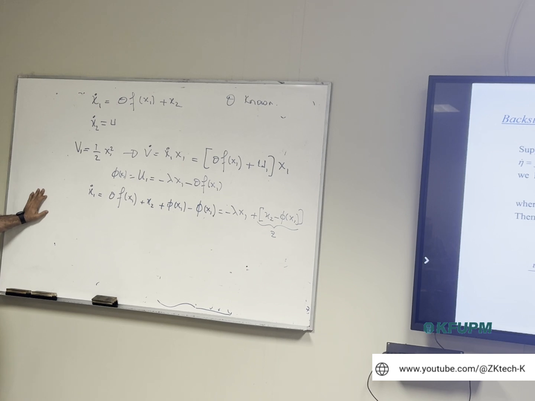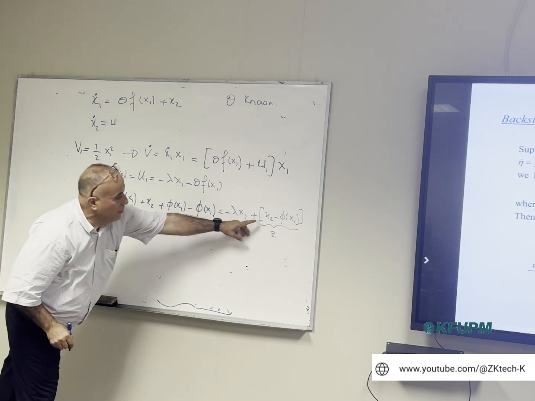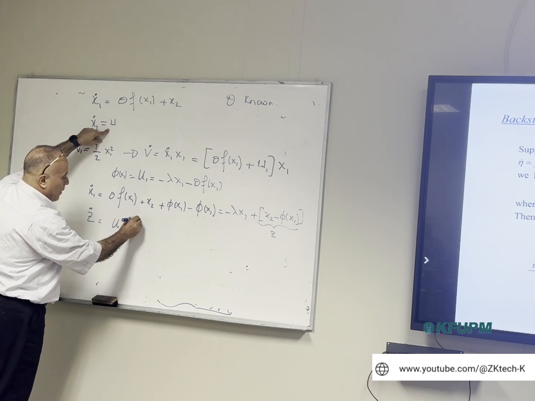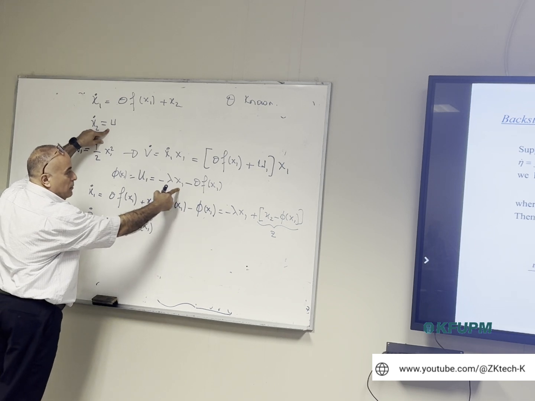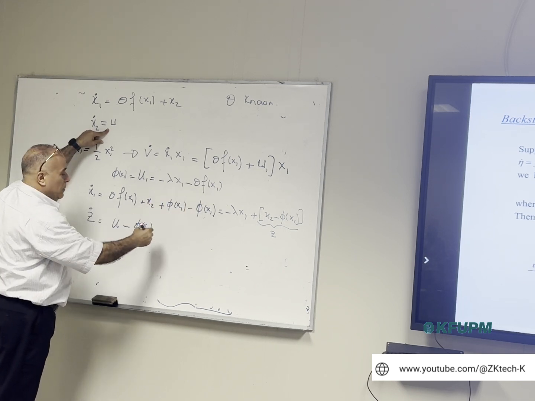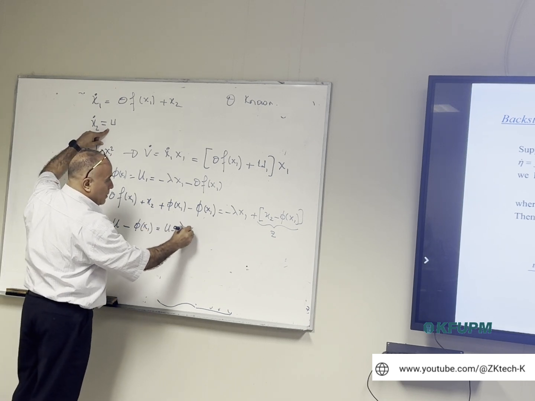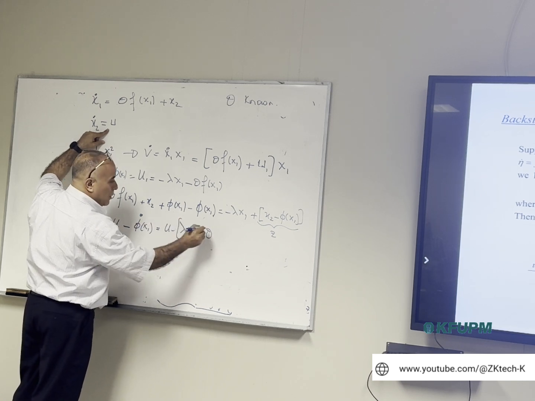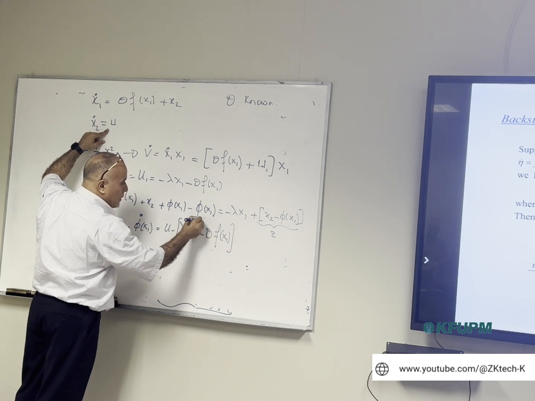So next, what should I do? Take z prime. Z prime will be equal to x2 prime. x2 prime is u minus phi dot of x1. And phi of x1 is minus lambda x1 minus theta f of x1. So this will be equal to u minus the derivative of the whole thing, lambda x1 minus theta f of x1. Yes, thank you, phi dot.